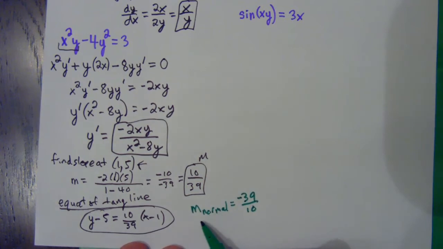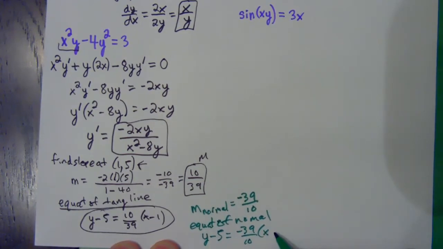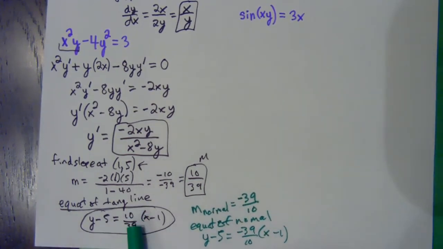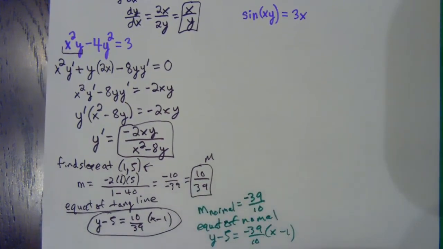And if I said, what's the equation of the normal line, then you're going to do the same thing. You're still going through that point, just that's your slope now instead. So then you go y minus 5 equals a negative 39 over 10 times the x minus 1 right there. So equation of a tangent line is that easy. And then normal line, you just do the opposite reciprocal and still do your point slope form. So I just want to get that in there before I forget.